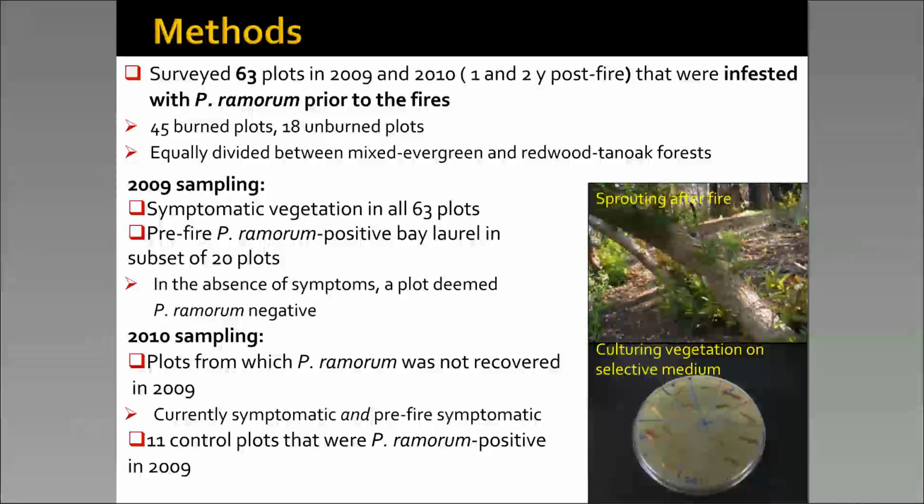So we did that kind of sampling the first year as well as the second year following fires. In the second year following fires, we really focused on those plots from which we hadn't been able to recover the pathogen in 2009. And we also resampled 11 control plots in 2010 that had been positive in 2009, just to make sure that if a plot was found to be positive for the pathogen in 2009, it was indeed staying positive the following year.